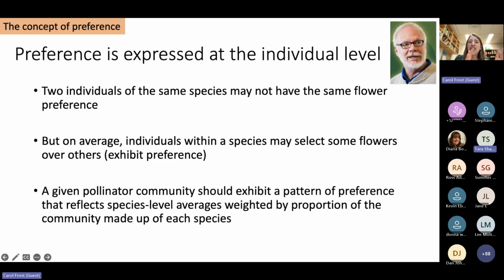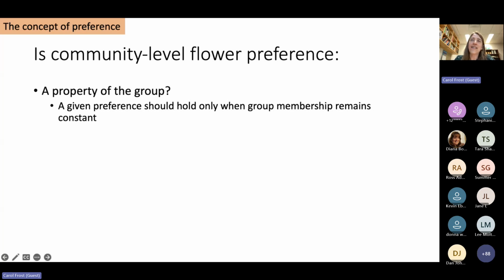So then you can imagine how this could scale up to a community, a pollinator community. A given pollinator community should exhibit a pattern of preference that reflects species level averages weighted by the proportion of the community made up by each pollinator species. So we can think of the pattern of pollinator community flower preference as being made up of the average preferences of species weighted by that species' abundance. So it does make sense that we should be able to see preferences at the community level, even though it's a property of an individual.